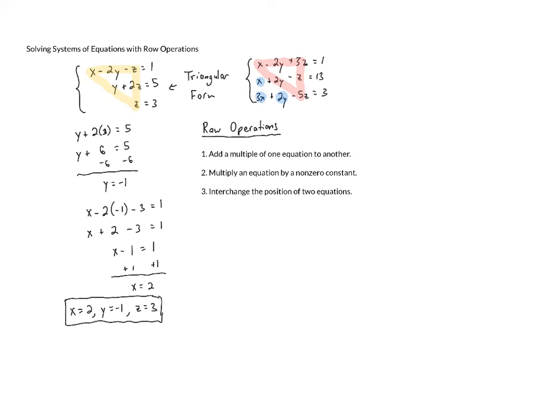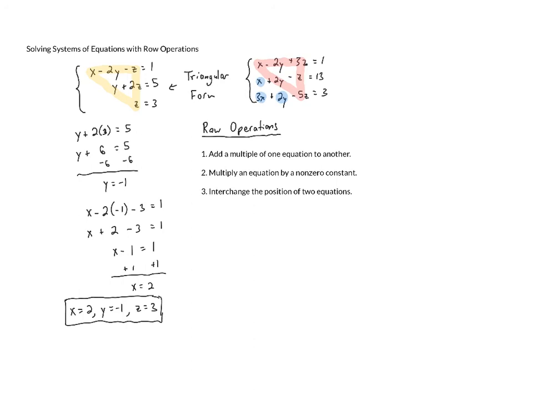The next thing we can do is we can multiply an equation by a non-zero constant. And the third thing that we can do is we can interchange the position of two equations. So using these three row operations, we can transform a generic system of equations to one that's in triangular form. And once we've done that, we can use substitution to solve for the variables.